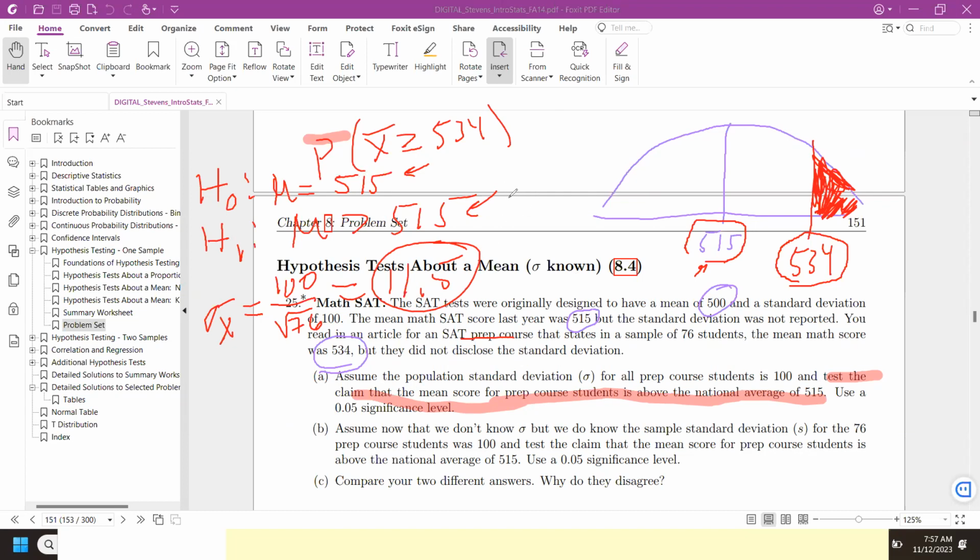Oh, you know what I should address, which is the claim. So here's the claim. This is the claim that their SAT prep students do better than everybody else. So here, can I change my ink to, I'm going to go to green here. So this is the claim, and that's the hypothesis that represents the claim.